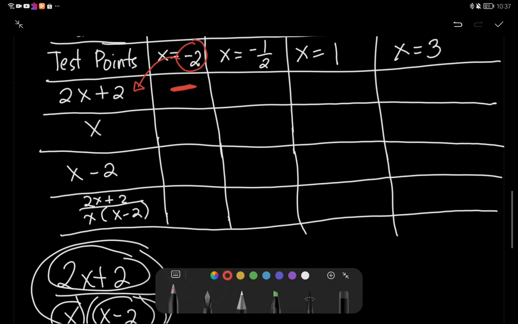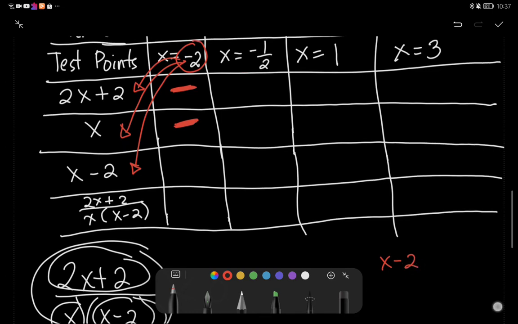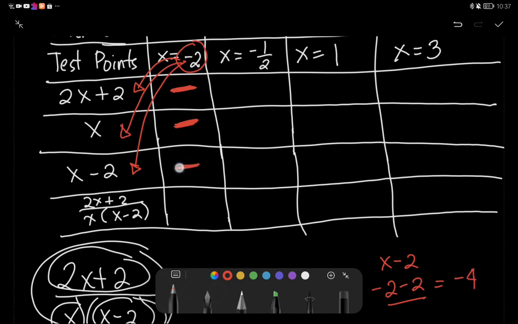Here, x is replaced with negative 2 automatically. That is negative 2, because there is no operation in the second, only x. Now, for the third, x minus 2, replace x with negative 2, that is negative 2 minus 2, same signs, it becomes negative 4. So, the answer here is negative.